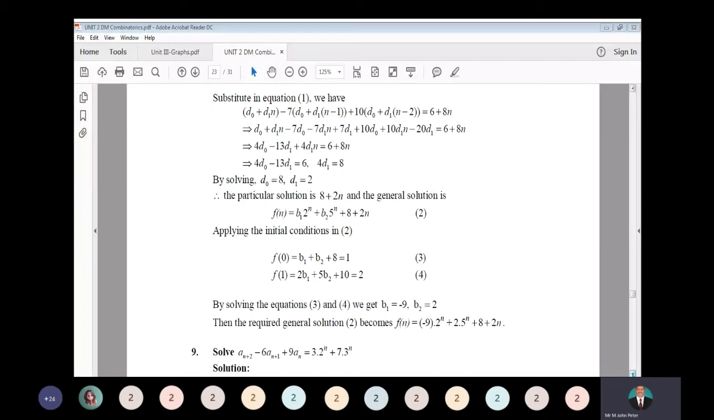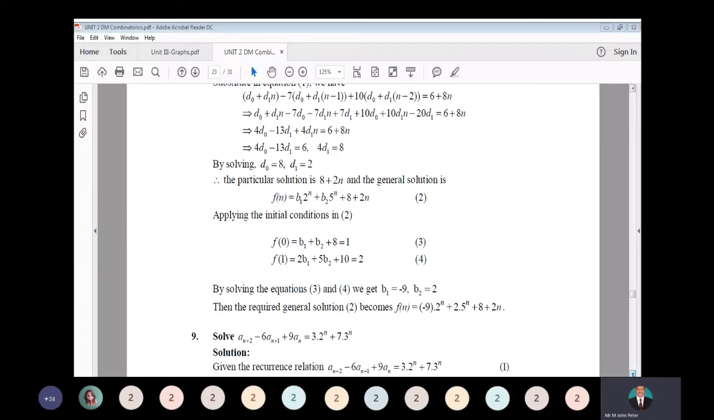So these are two equations with two unknowns. b1 plus b2 is equal to minus 7. 2 b1 plus 5 b2 is equal to minus 8. Solving the two equations with two unknowns, you will get b1 equal to minus 9 and b2 equal to 2. So then the required general solution becomes f of n equal to minus 9 into 2 power n plus 2 into 5 power n plus 8 plus 2n.